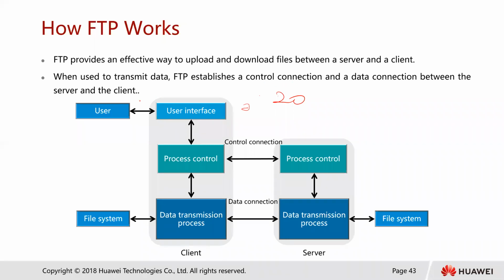So this is just a diagram showing the user trying to access the user interface. And we have here a control process and a data transmission process. And we have our servers, and of course they're accessing different file systems.